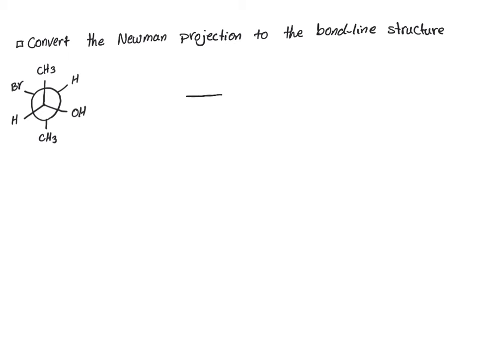Now I would like to color code all the atoms in this Newman projection. So the front carbon, I show that in blue, and the groups attached to it I also show in blue. Then the back carbon: I cannot show the back carbon, however I can show the groups, and I show them with red.